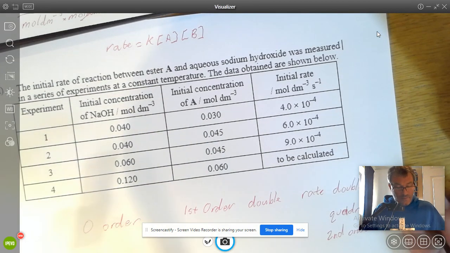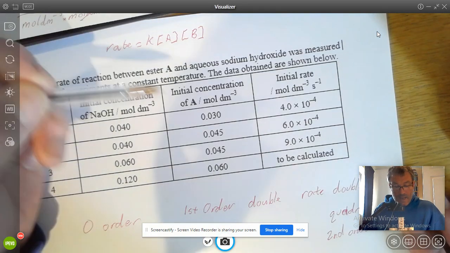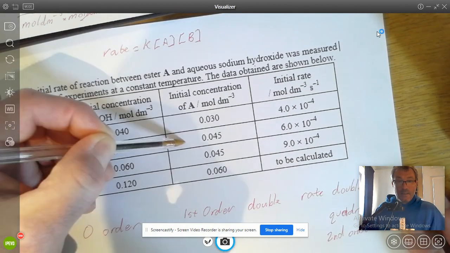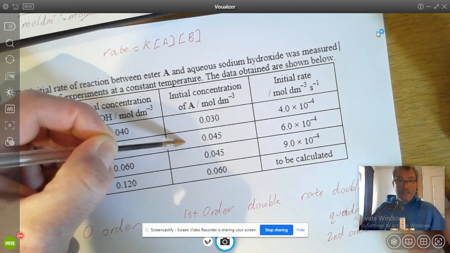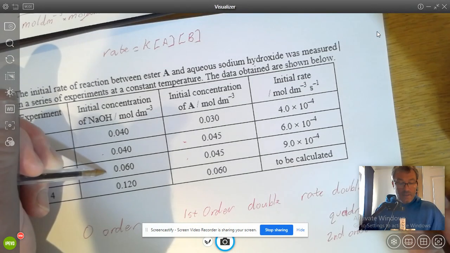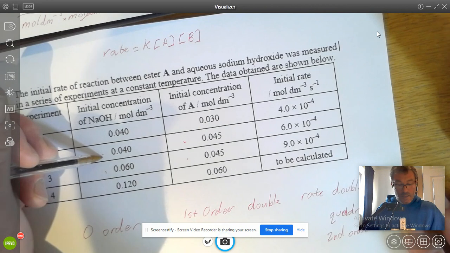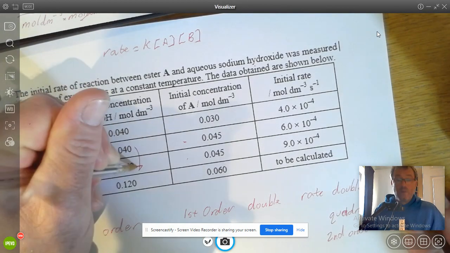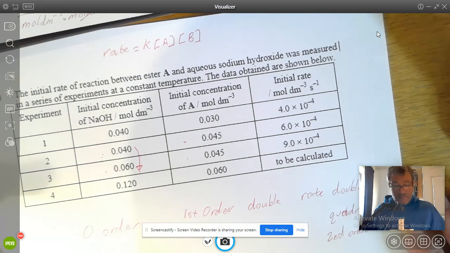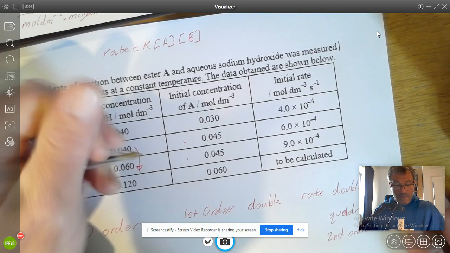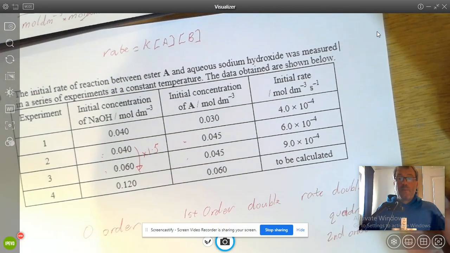We've got 4 different experiments here with different concentrations where A's concentration stays the same, and that is experiment 2 and experiment 3. But we can see that the initial concentration of sodium hydroxide does change, so we need to look at how much it changes by, or more to the point, the factor it's increased by. So going from 0.04 to 0.06, we are multiplying by 1.5.